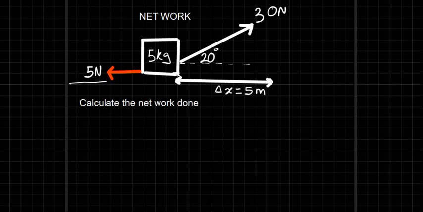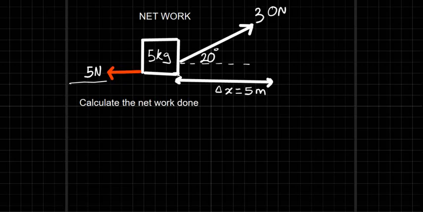Hello, in this video we are going to look at net work. Net work is the sum of the work done by all the forces acting on the objects. So if we take these objects into consideration, a force of 30 Newton is applied to these objects at an angle of 20 degrees through a displacement of 5 meters. Hence, a 5 Newton force is acting on this object.